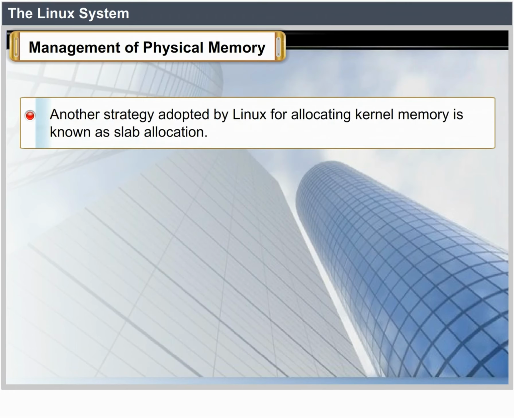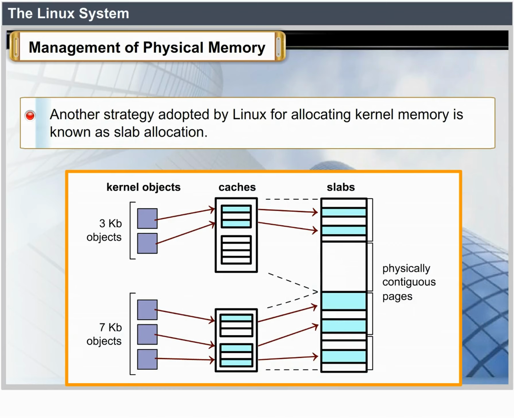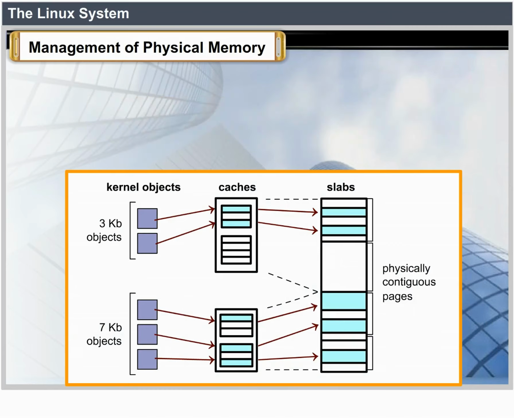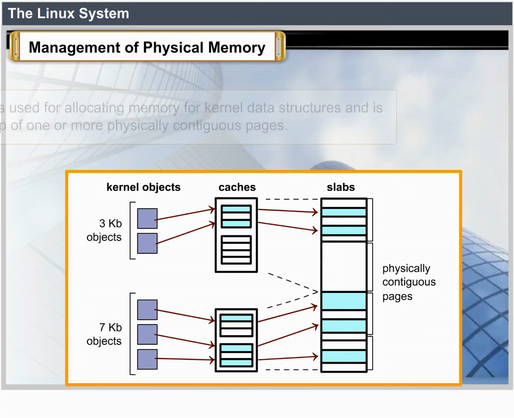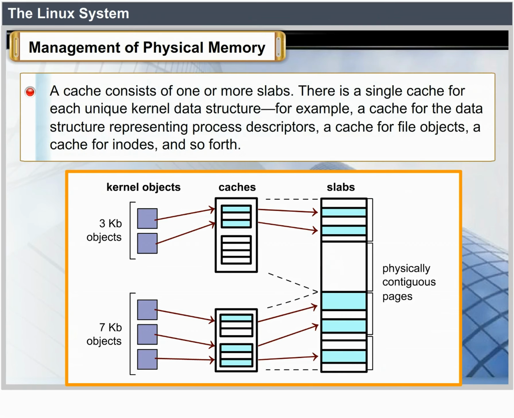Another strategy adopted by Linux for allocating kernel memory is known as slab allocation. A slab is used for allocating memory for kernel data structures and is made up of one or more physically contiguous pages. A cache consists of one or more slabs. There is a single cache for each unique kernel data structure. For example, a cache for the data structure representing process descriptors, a cache for file objects, a cache for inodes, and so forth.